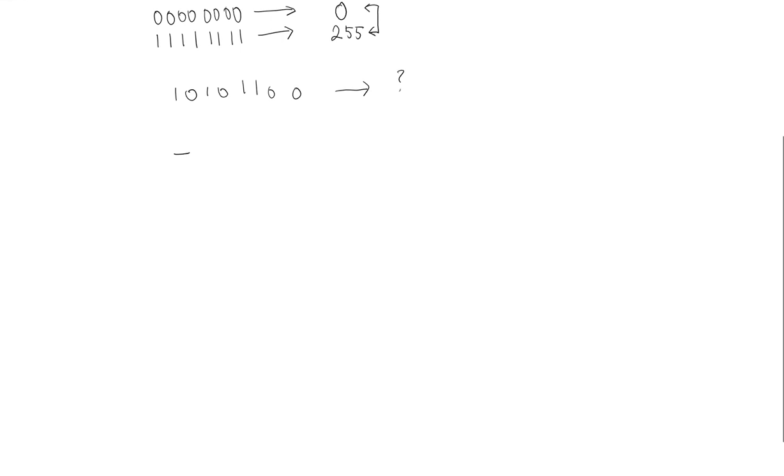Since it's 8-bit, we have 1, 2, 3, 4, 5, 6, 7, and 8 positions. This one is always 2 to the 0, which is 1. This one is 2 to the 1, which is 2. This one is 2 to the power of 2. 2 to the power of 2 means 2 times 2, so you have 4. Then 2 to the power of 3 means 2 multiplied by 2 multiplied by 2, which is 8.